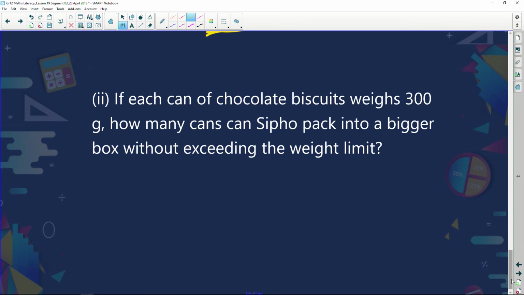If each can of chocolate biscuits weighs 300 grams, how many cans can Sipho pack? So again, we've got 3,5 kilograms.